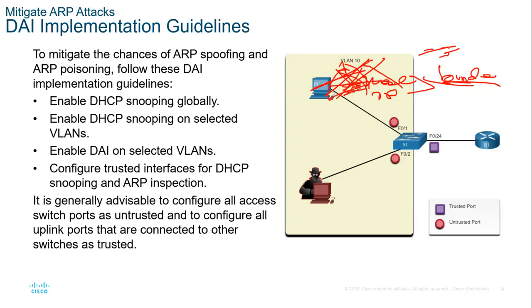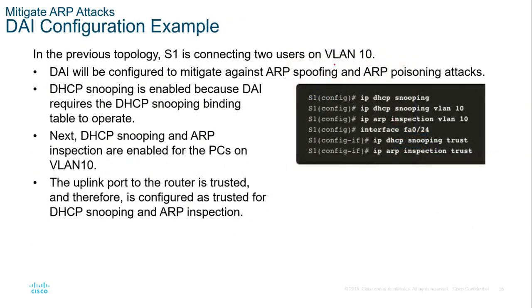dropped. Should be dropped. So enable DHCP snooping globally, like what you said, enable DHCP snooping on selected VLANs, which we did, and then enable DAI on selected VLANs. Configure trusted interface for snooping and ARP inspection. So there is a lab example where you have to enable IP DHCP snooping, IP DHCP snooping VLAN, and IP ARP inspection VLAN. You're going to inspect traffic from VLAN 10.